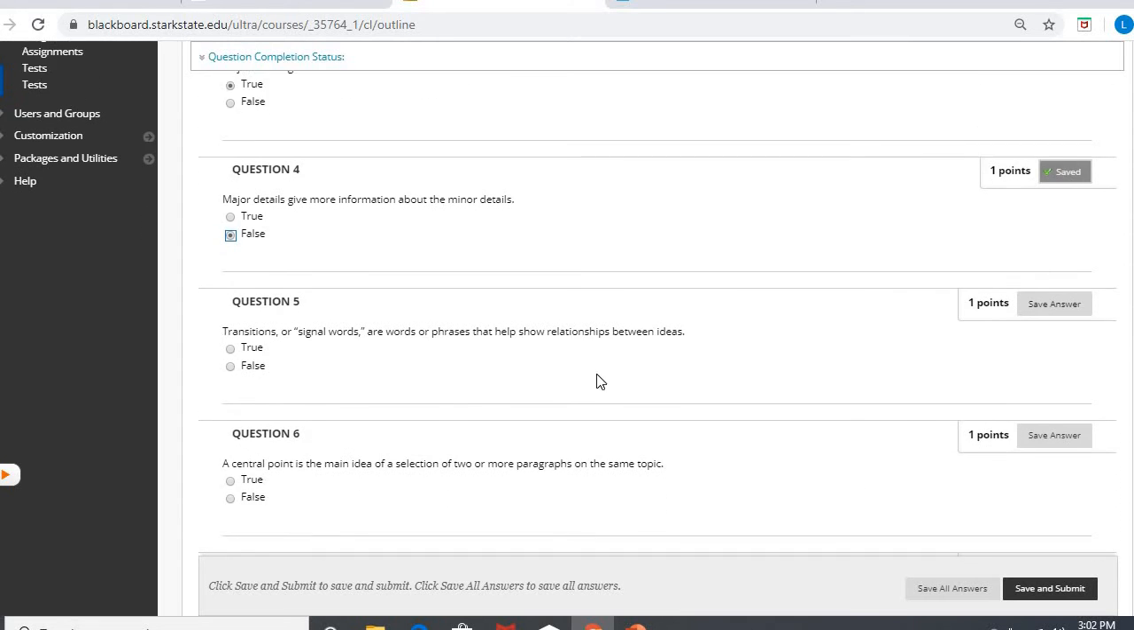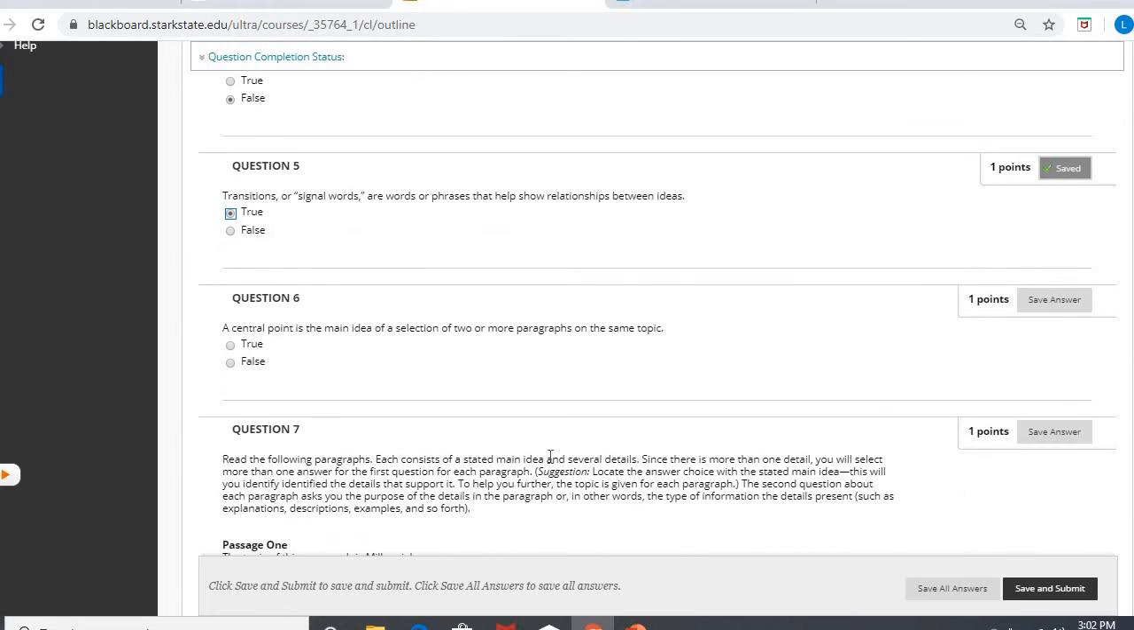Question 5, transitions or signal words are words or phrases that help show relationship between ideas. Absolutely. These are words like first, second, for example, such as, that let you know, hey, here's our major details, or here's some minor details. They show those relationships among ideas.